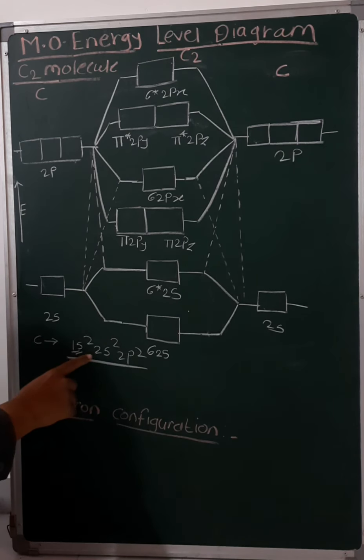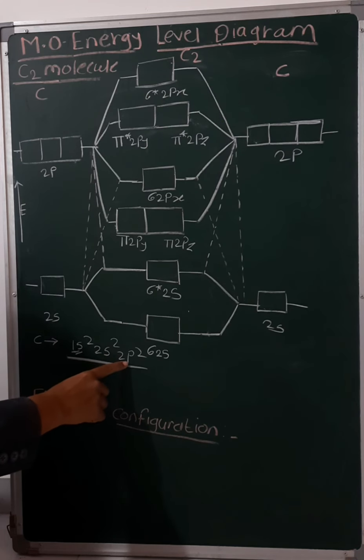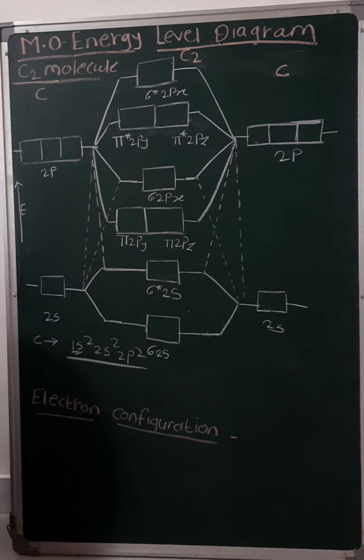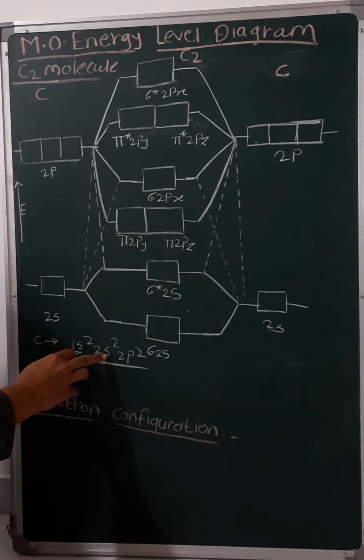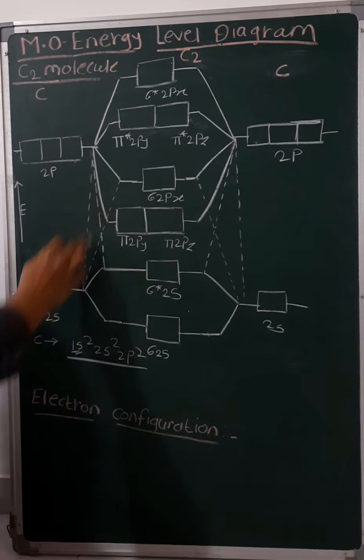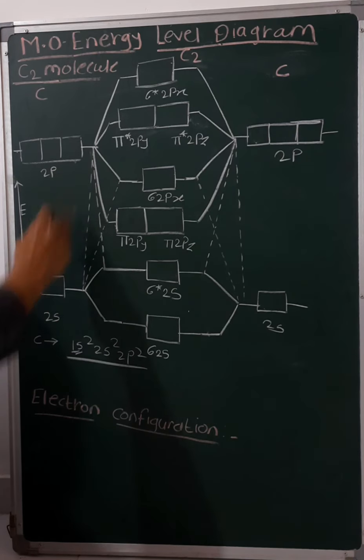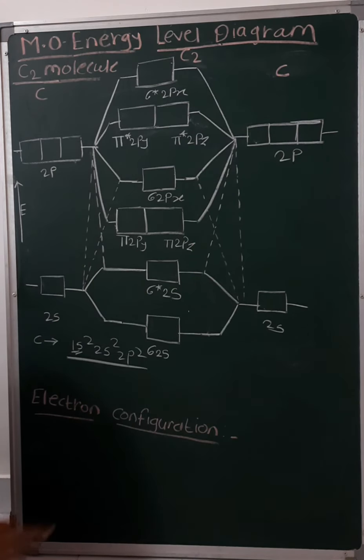From this electron configuration, it indicates that the 2s orbital and 2p orbital have close energy, therefore they can interact with each other. That means the s and p orbitals interact with each other, which is shown by the dotted line because of the sp interaction.